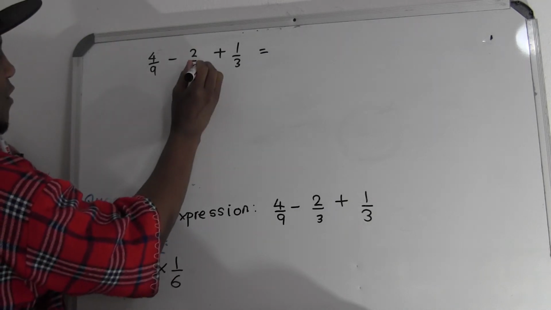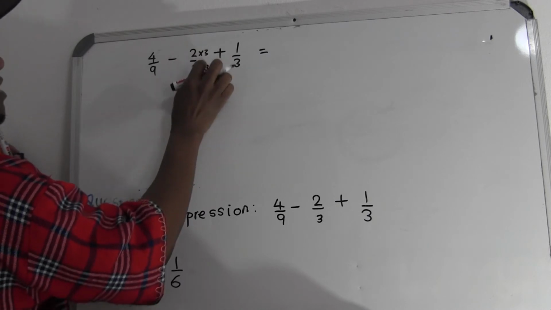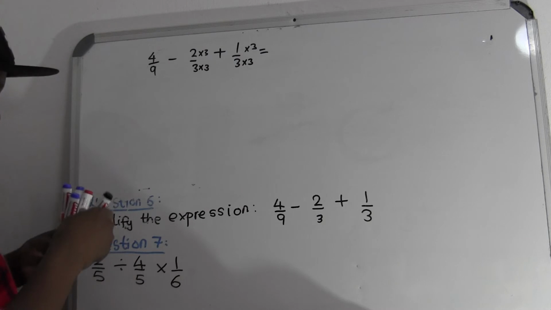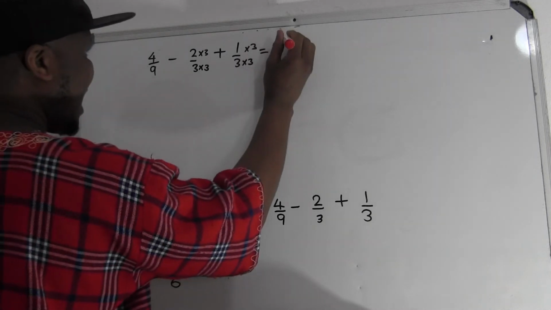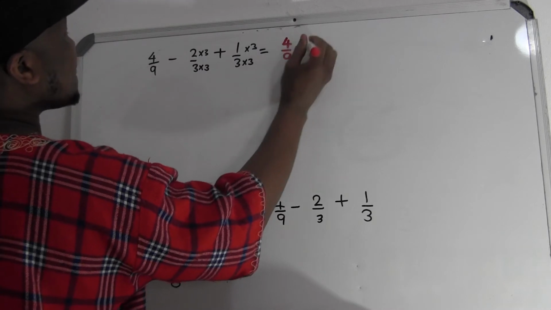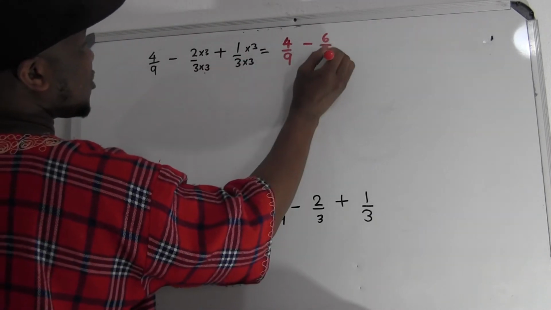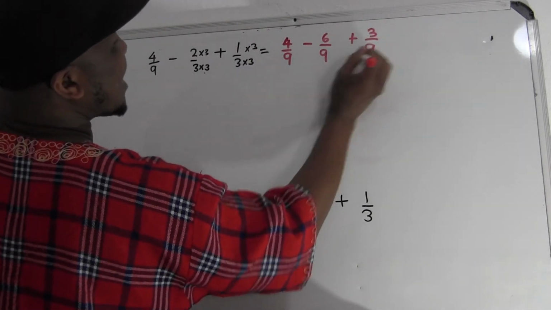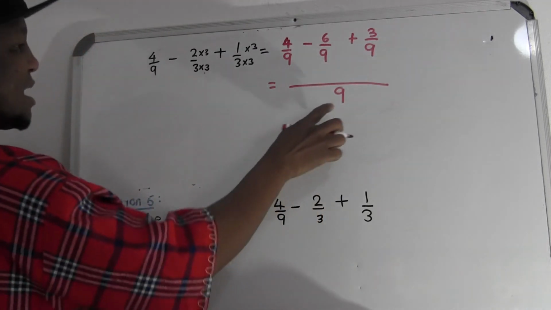Oh, if I multiply here by 3, but when you multiply, it must be up and down. 3 and 3, and here 3 and 3. Can't you see the denominator is going to be the same now? Yes, the denominator is going to be the same. So I have 4 over 9 minus 2 times 3, which is 6 over 3 times 3 equals 9. Plus 1 times 3 equals 3 over 3 times 3 equals 9. So all of them have the same denominator, 9.